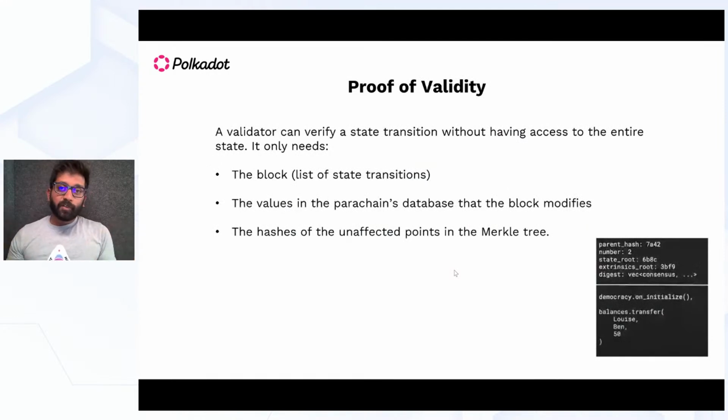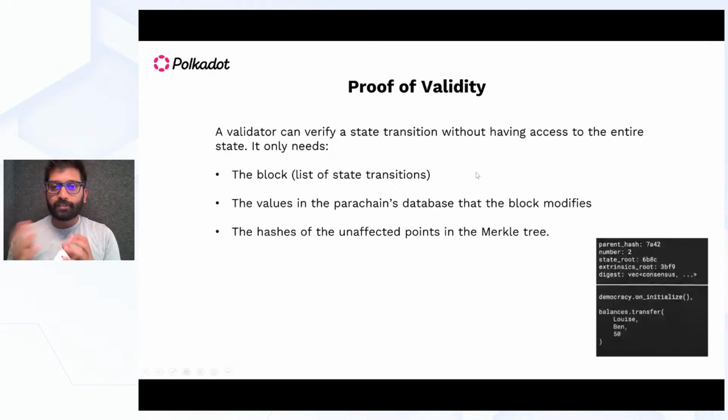Yeah, so proof of validity is just that, meaning you don't have to send the entire parachain state to the validator. Instead, you can just send these state transitions. So if you have a valid initial state, and if the state transitions are valid, then your next block is valid.